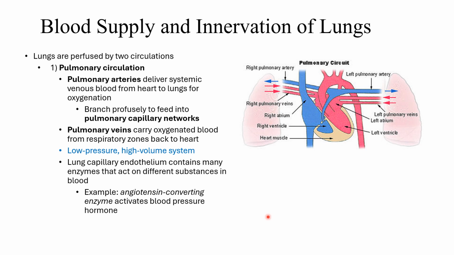Now let's talk about the blood supply and the innervation of the lungs. Lungs are supplied by two circulations, the pulmonary circulation and the bronchial circulation. So pulmonary circulation is the blood which is coming to the lungs to get oxygenated, and the bronchial circulation is the blood supply of the lung itself. So let's look over pulmonary circulation.